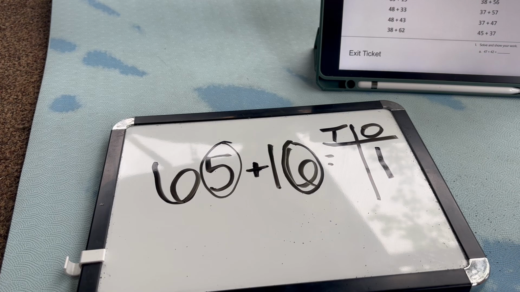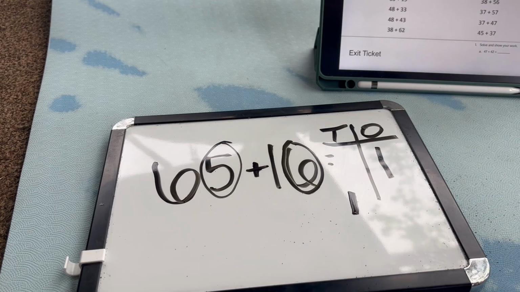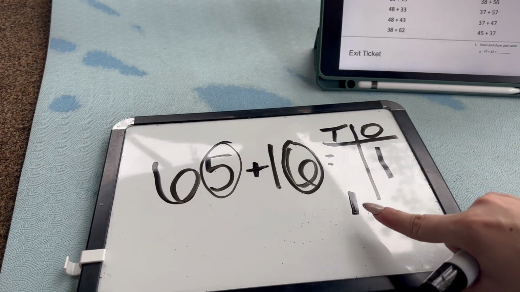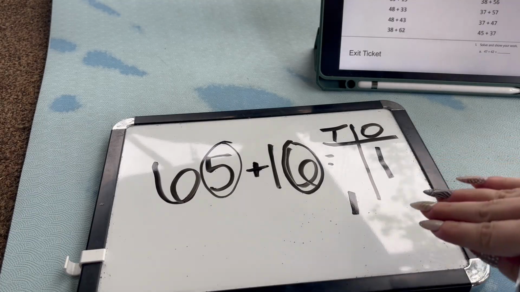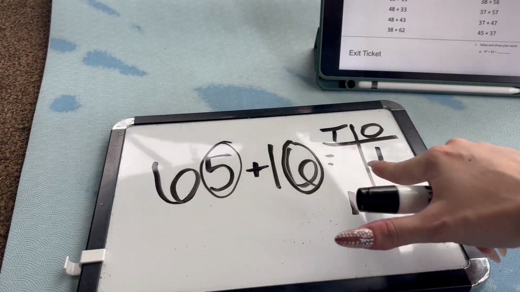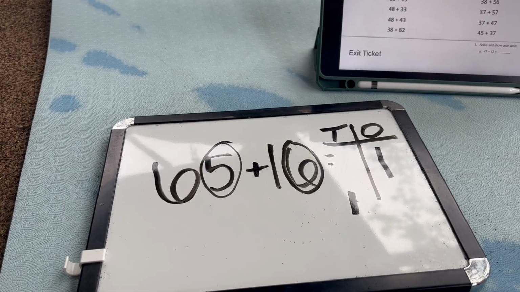And 11 also has 1, 10. So I got to make sure that I add that to my tens place. And you can kind of see, it looks a little wonky, but it is the number 11. But I have it separated because 11 is not my final answer. This is just a placeholder to help me remember to add that later.